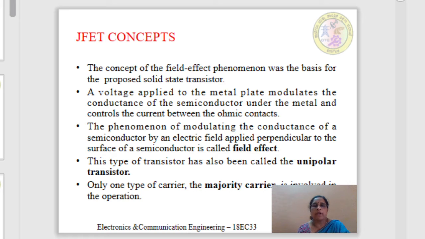This phenomenon of modulating the conductance of the semiconductor by an electric field appearing perpendicular to the surface of the semiconductor is known as the field effect. So the main concept by which the device got the name field effect transistor is the application of the electric field. The effect of this field is to modulate the conductance of the semiconductor present under the metal layer, and it further controls the current between the other two terminals.